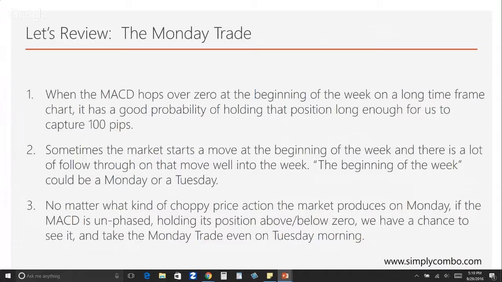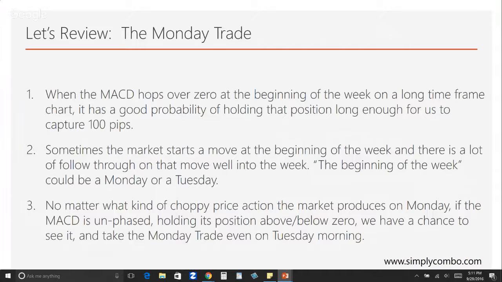The Monday trade, when the MACD hops over zero at the beginning of the week on a long time frame chart, has a good probability of holding that position long enough for us to capture 100 pips. Sometimes the market starts a move at the beginning of the week, and there's a lot of follow through on that move well into the week. So the beginning of the week could be a Monday or a Tuesday for me.